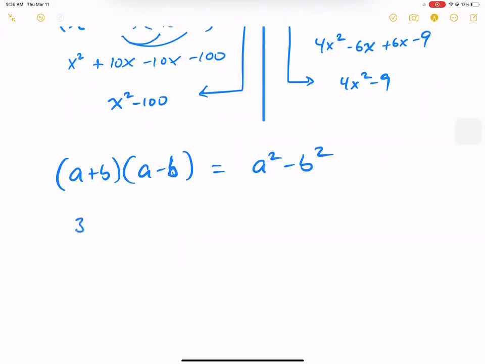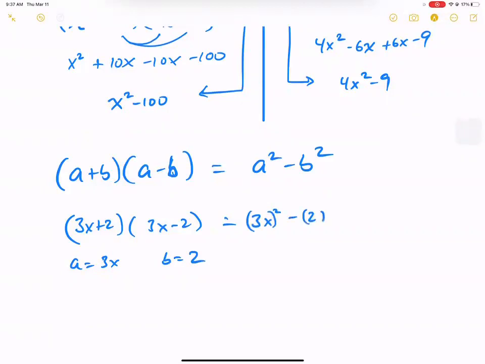So if I say 3x plus 2 and 3x minus 2, the rule says, hey, if your A is 3x and your B is 2, all right, we just take 3x squared minus 2 squared, and we're done with the game. 9x squared minus 4.